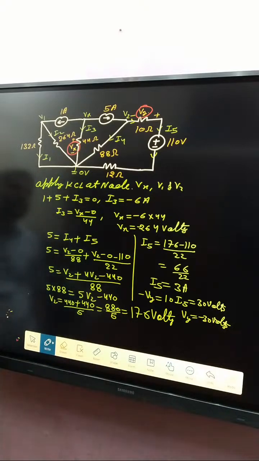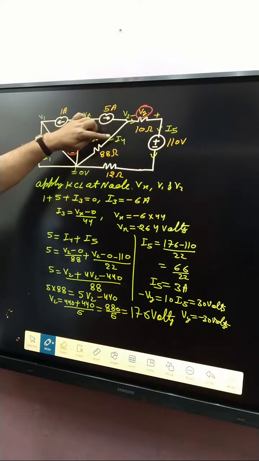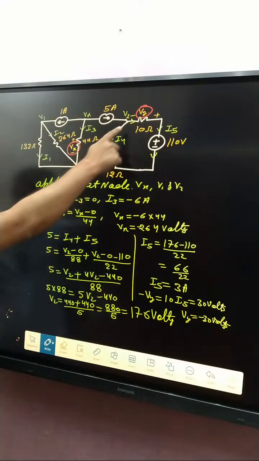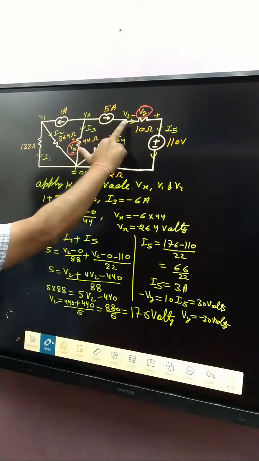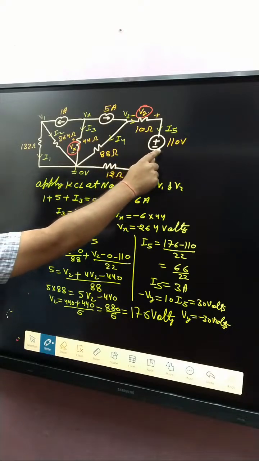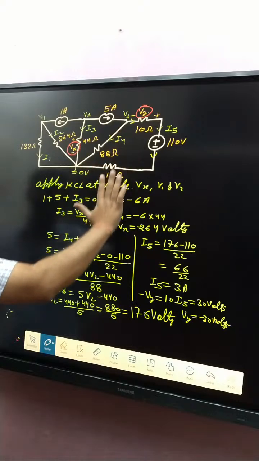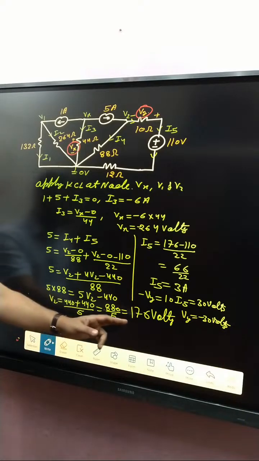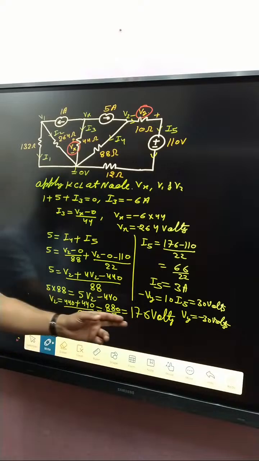After that, incoming current at the node, 5 ampere, is equal to outgoing I4 plus I5. I4 is how much? V2 minus 0 divided by 88, plus I5. I5 is V2 minus negative 110 divided by how much resistance? 10 plus 12, that is 22. After that, solve, and we get V2 is how much? 176 volt.